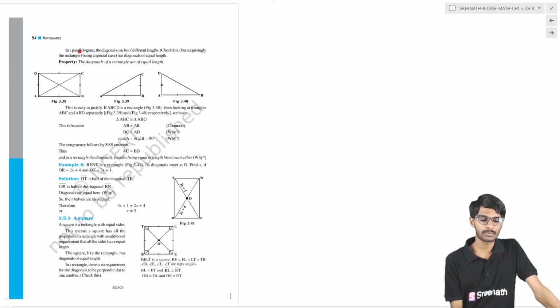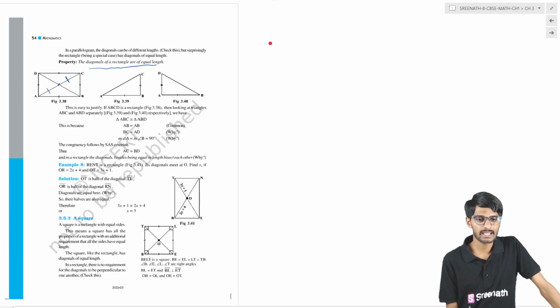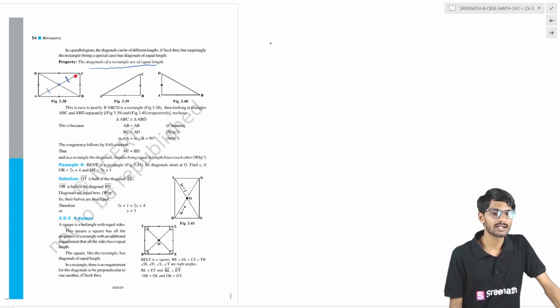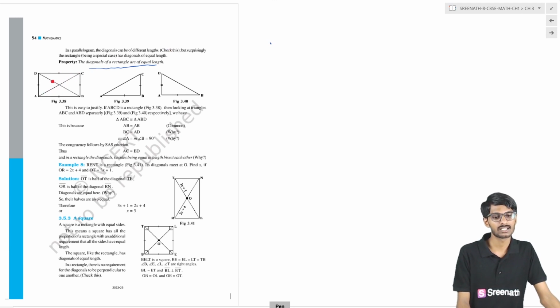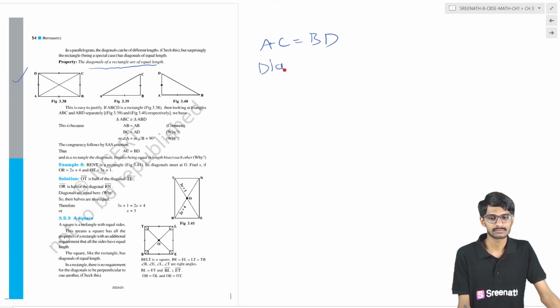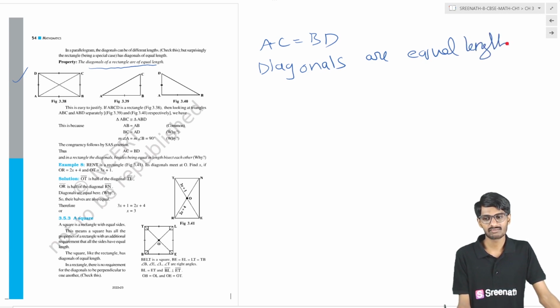Next property of rectangles: the diagonals of a rectangle are of equal length. Basically they bisect at the midpoint. So this side is equal to this side. And one more thing is diagonals are of equal length, which means AC equals BD. Diagonals are equal, having equal length, students. This is one more property in the case of a rectangle.